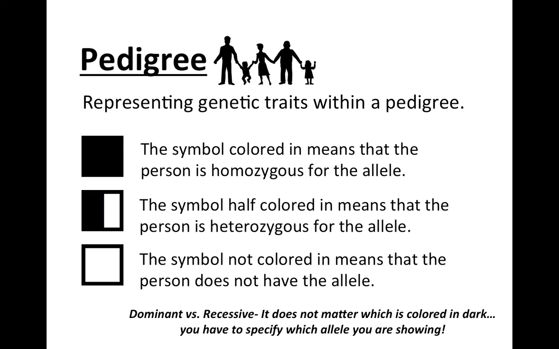You're going to make a key for your pedigree that says maybe the dark symbol means you don't have the colorblind allele. Maybe the dark, all the way filled in, means you have both the alleles for colorblindness. You have to specify what you're talking about.